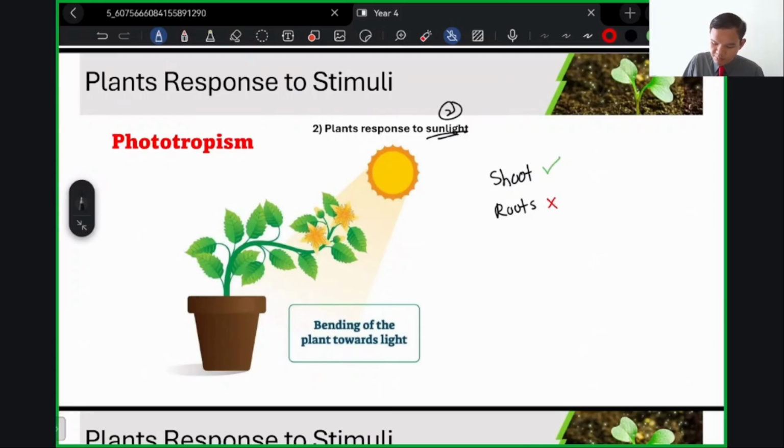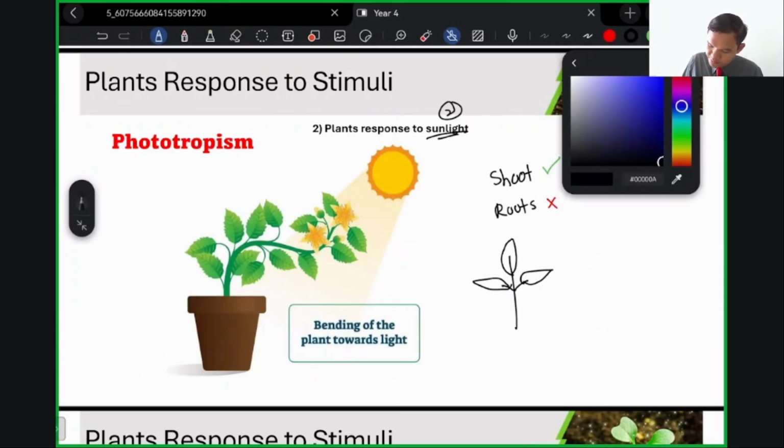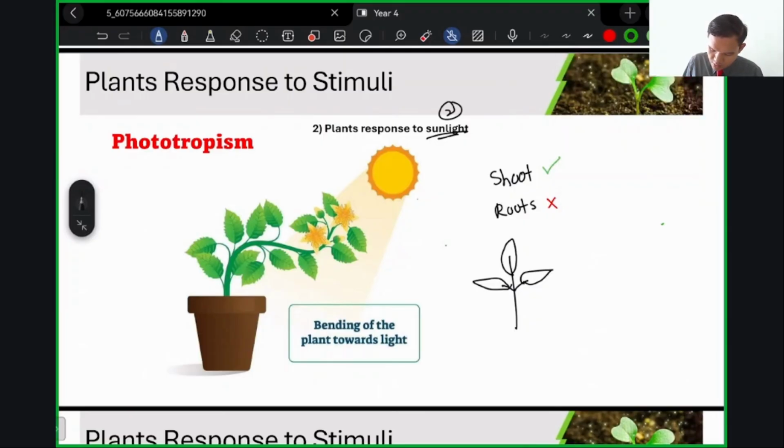For example, if I put a small plant here with only 3 leaves, when it grows, let's take a different color, it will grow like this. As you can see, it will grow and bend, following the sunlight direction. It will bend towards the source of light.